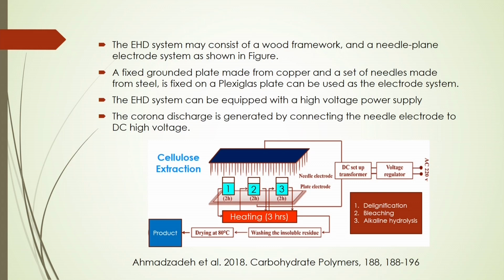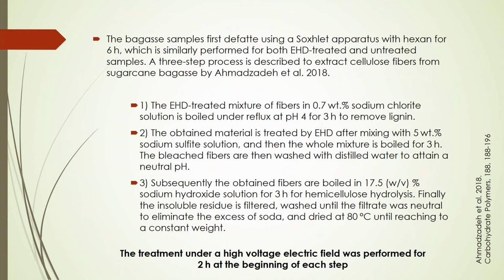So, cellulose extraction can be done by this electrohydrodynamic technique. It was suggested by Ahmed et al., published in Carbohydrate Polymers in 2018. This is one of the important directions of research to get more intensification of valuable compounds by non-thermal processes. In Ahmed et al. 2018, they gave this process for extraction of cellulose fibers from the sugarcane bagasse.